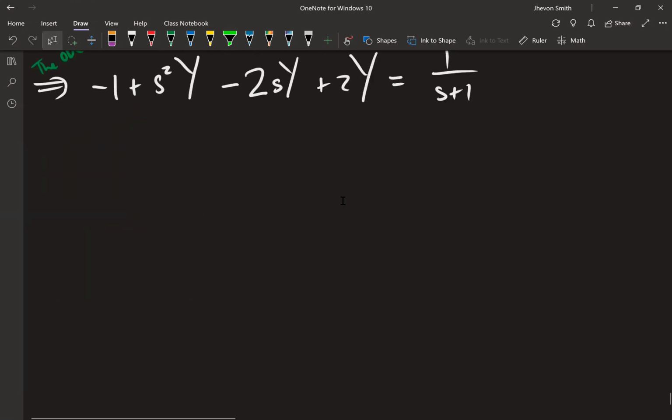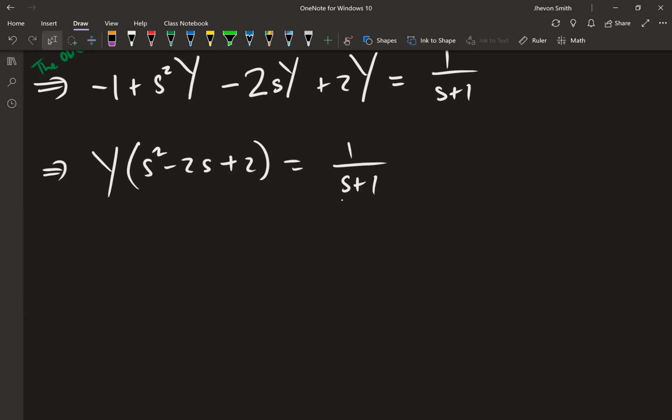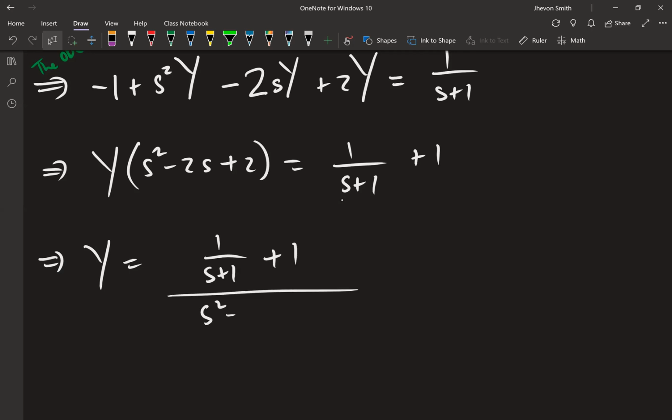Right, now that's just a polynomial equation. At this point, we know how to deal with this. We knew how to deal with this years ago. So I'm going to factor out the common Y, move the guys to the other side, and then my Y would be 1 over s plus 1 plus 1 over s squared minus 2s plus 2. And I would do something like simplify this, multiply by s plus 1 over s plus 1.